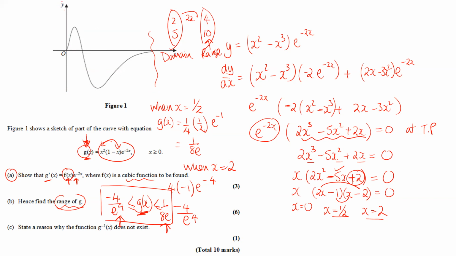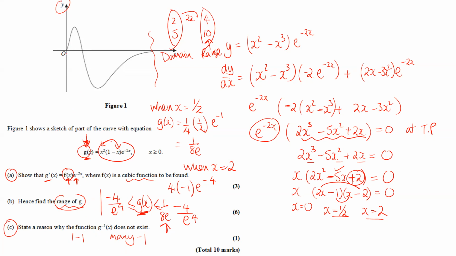Right, part C, state with a reason why the function doesn't have an inverse. So why wouldn't it have an inverse? Here you've got to think about what types of functions. You've got two types of functions: one-to-one functions and many-to-one. So how do we find which one we've got?